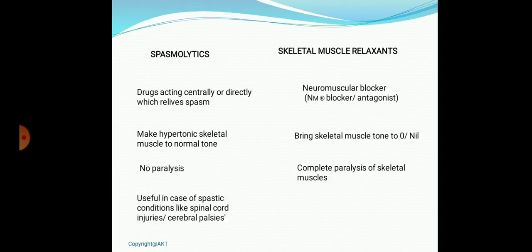Coming to the uses, spasmolytics are mainly used in the spastic conditions associated with spinal cord injury or cerebral palsies. While skeletal muscle relaxants are mainly used in pre-anesthetic medication, given before anesthesia or surgeries to facilitate the surgical procedures.